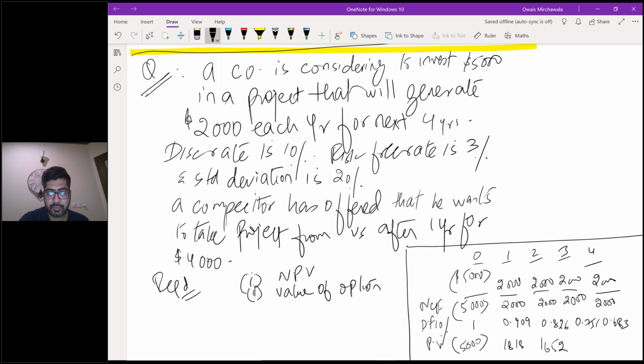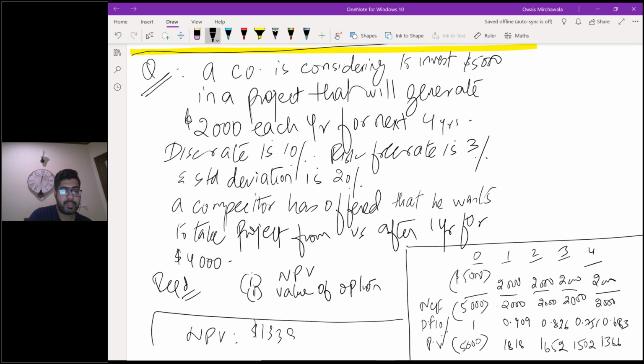One 652, 1502, 1366, and we just net them all to get NPV. It's 1338 positive. Now it's a very easy question of NPV, as you all know.